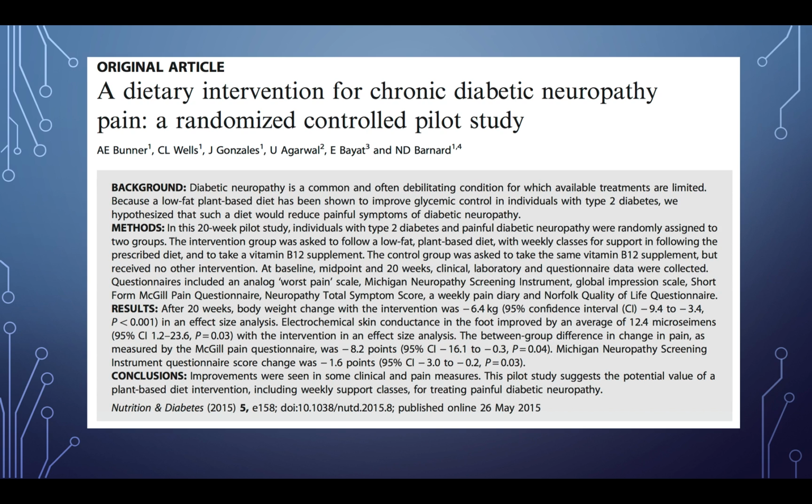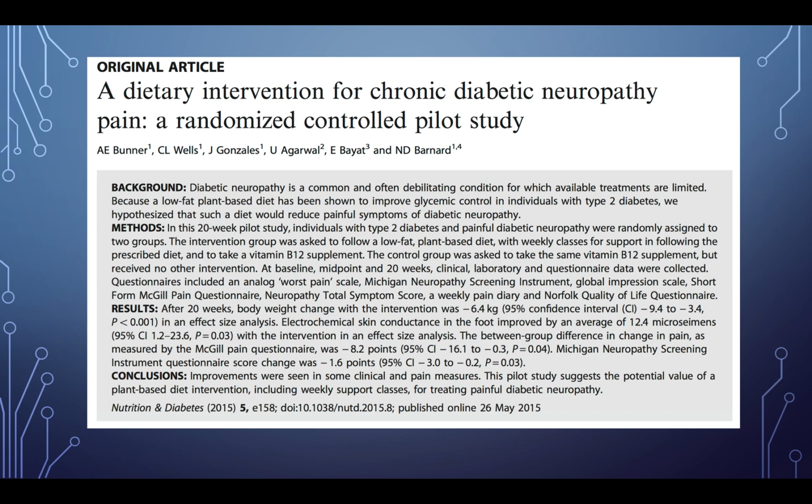So dietary intervention for chronic diabetic neuropathy pain, randomized controlled pilot study. The conclusions in this were that improvements were seen in some clinical and pain measures. The pilot study suggests the potential value of a plant-based diet intervention, including weekly support classes, because if you're not going to eat bacon, you definitely need some support for treating painful diabetic neuropathy.